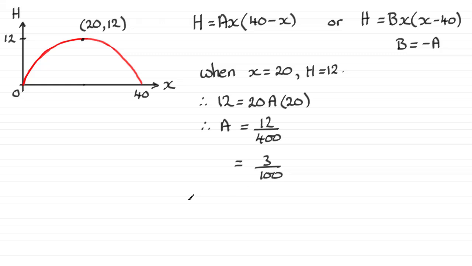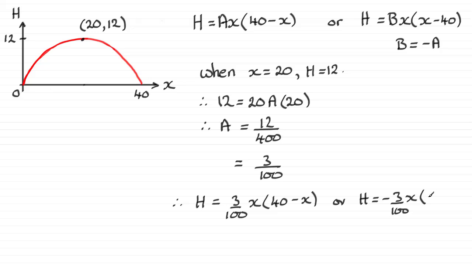So what we end up with for the equation for h, or one possible equation, is h equals 3/100 x times 40 minus x. Or if you did this version, you would have h equals minus 3 over 100 times x minus 40. Check it out if you're unsure how I got that. Just by substituting these values in, you'll find that the constant b is minus 3/100. So I was giving you an idea anyway on one way of doing that question.